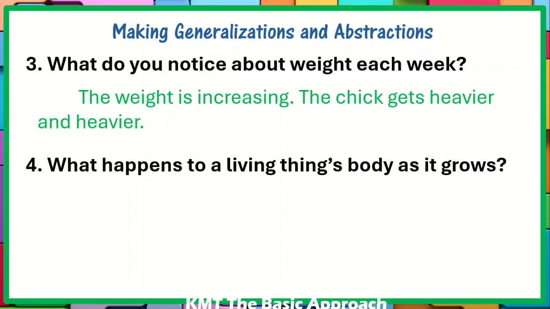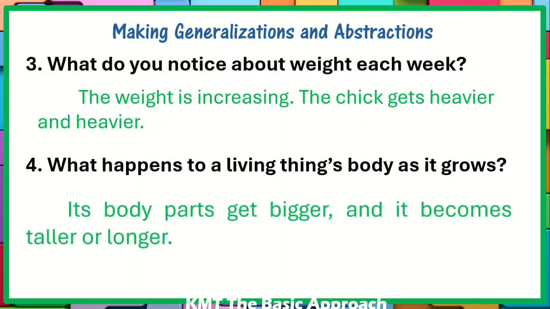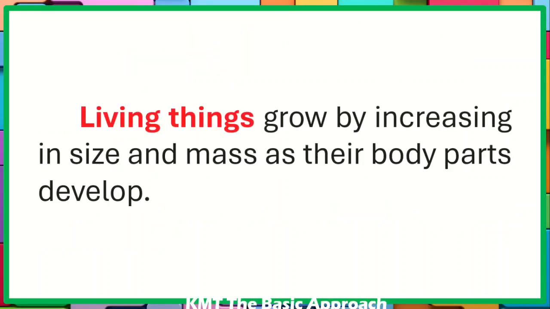Number 4. What happens to a living thing's body as it grows? Good job! Its body parts get bigger and it becomes taller or longer. Living things grow by increasing in size and mass as their body parts develop.